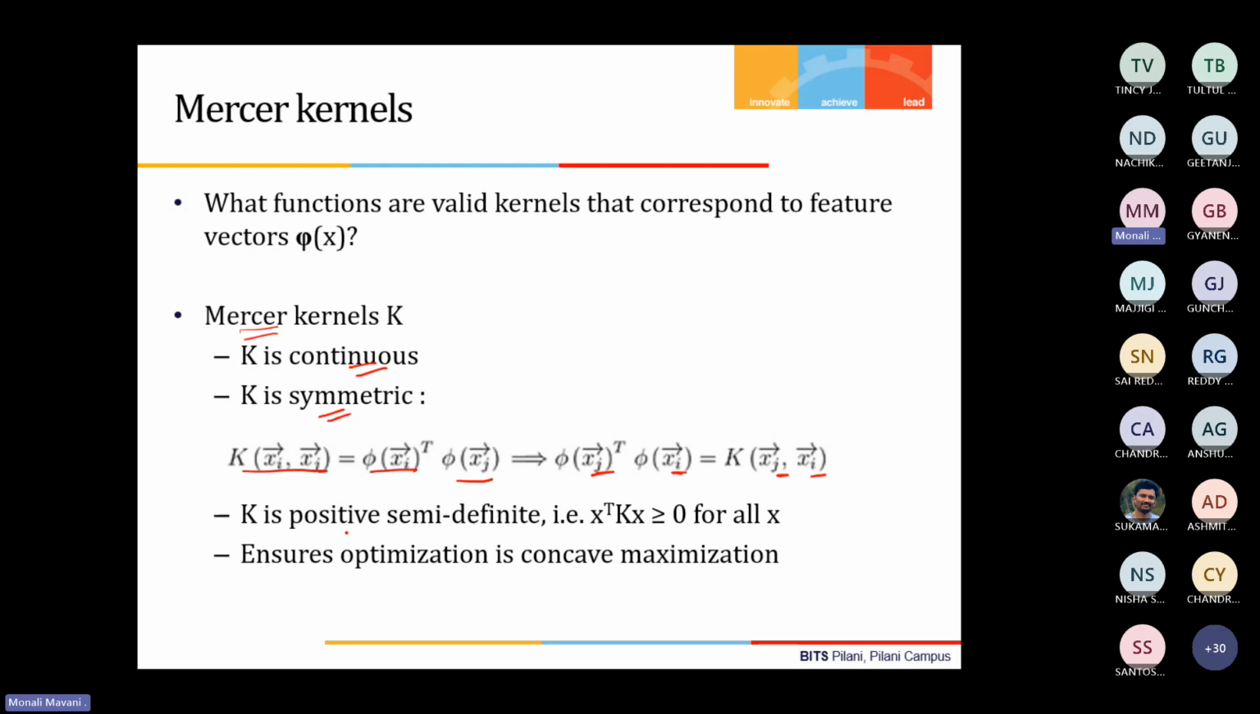Also, another condition for a legitimate kernel function is that the kernel matrix should be positive semi-definite. It is from linear algebra. What is the definition of positive semi-definite matrices? In the simplest form, X transpose kernel X should be greater than or equal to 0. With this mathematical computation, you can say that the kernel matrix is positive semi-definite. So these are some theory about what could be the kernel function.